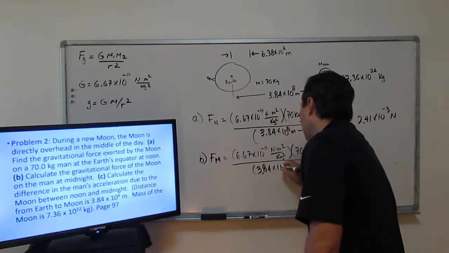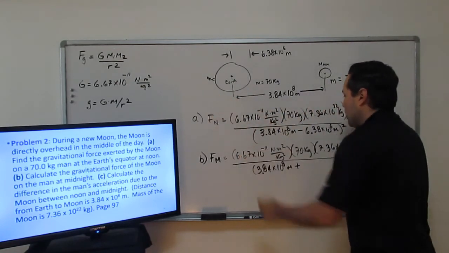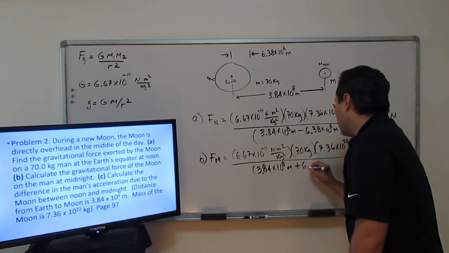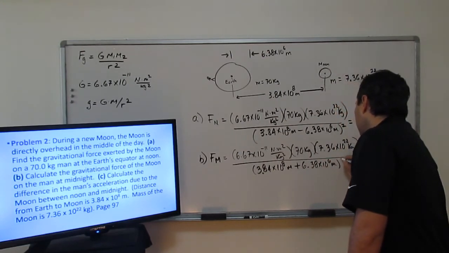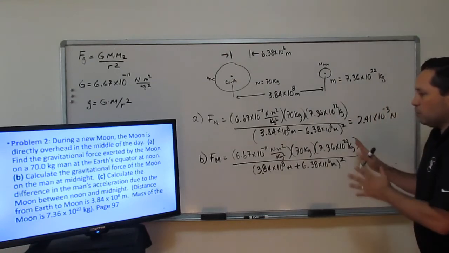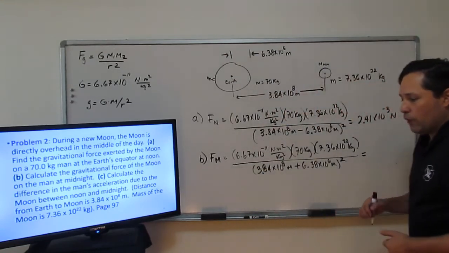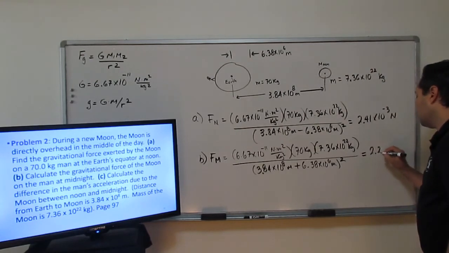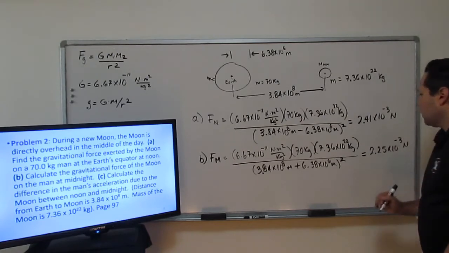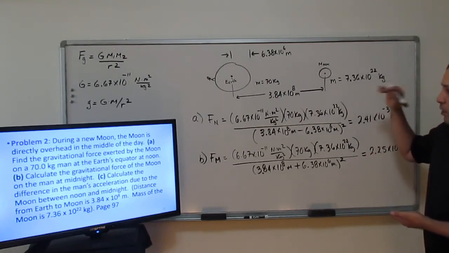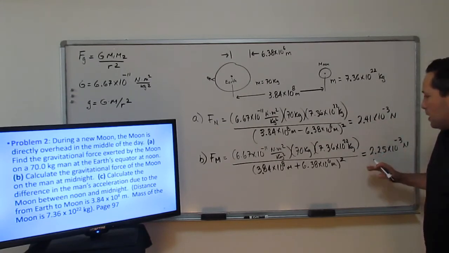3.84 times 10 to the 8 plus, we're adding it because he's further away, plus the radius of the Earth, squared. You plug all of that into your calculator, and you're going to end up with 2.25 times 10 to the negative 3 newtons. So that takes care of part A and part B. This is at noon, and this will be at midnight.